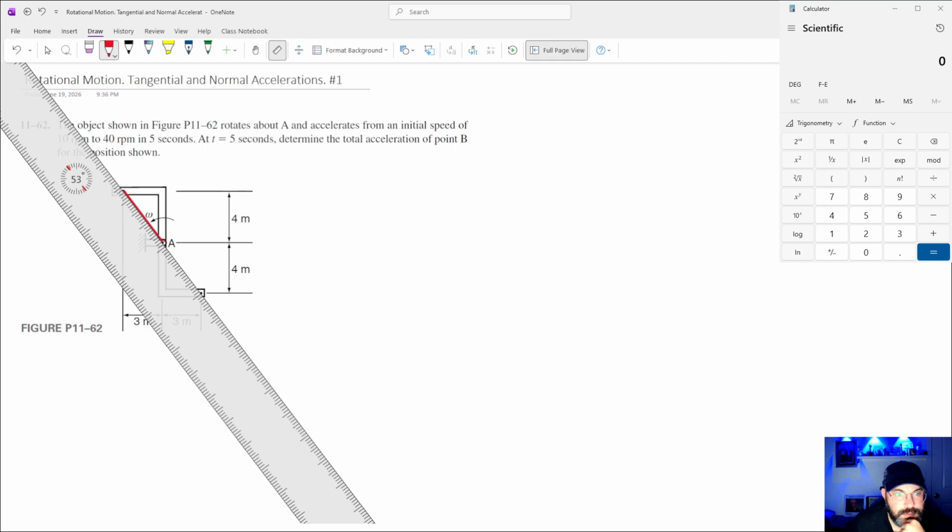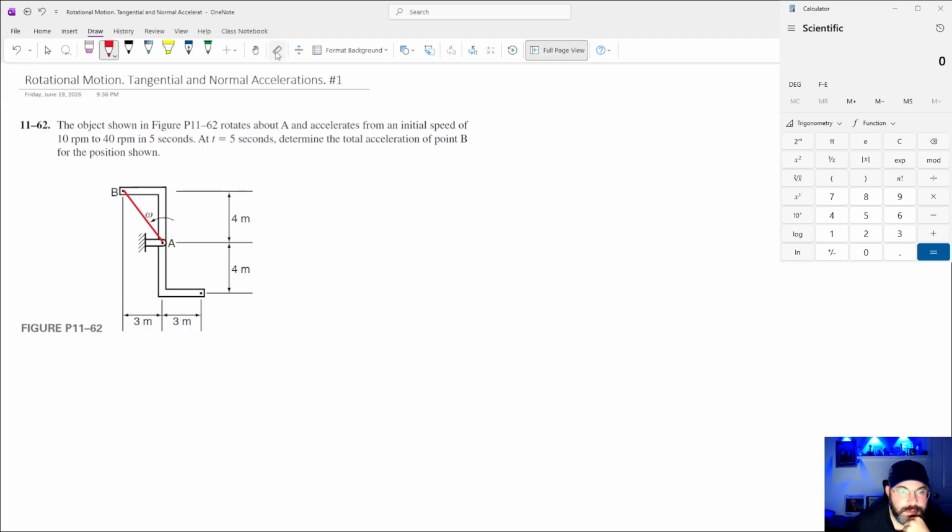Right, so it's right there. So this is that radius of rotation. So this is 4, so this is 3 meters, right? So then our radius of rotation BA is equal to 5 meters. Okay, so this is good. So let's calculate all those angular characteristics.